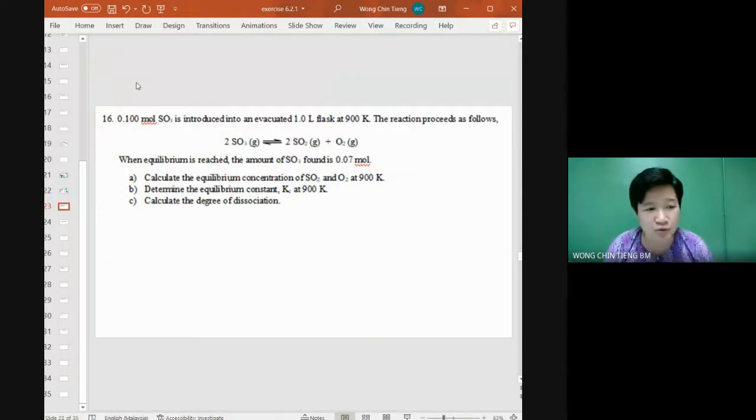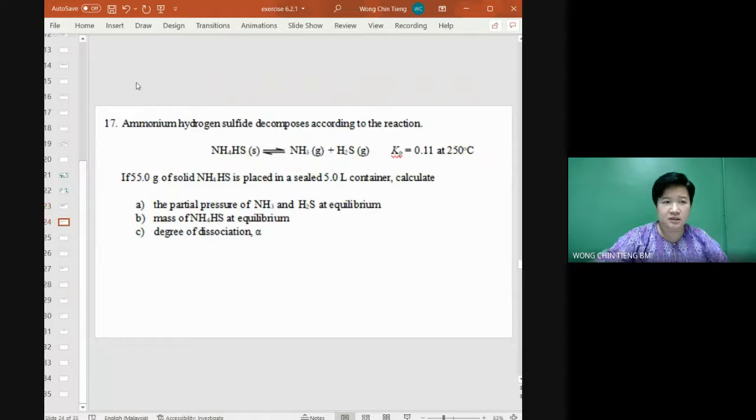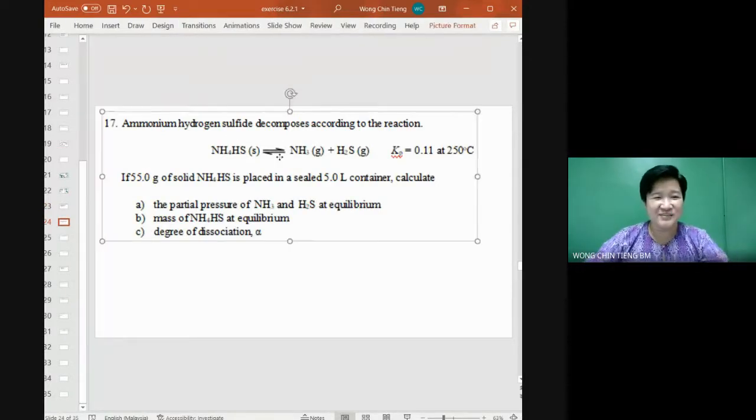Alright, 16 to 20. 16, 17, 18, ada yang tak boleh buat? 17, Miss. 17. Degree of dissociation, SO2 tak ada apa, 0.0, ice table sahaja. Okay, yang ni tak ada apa, 17. I love this question. Senang je.